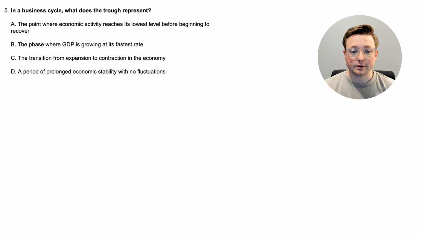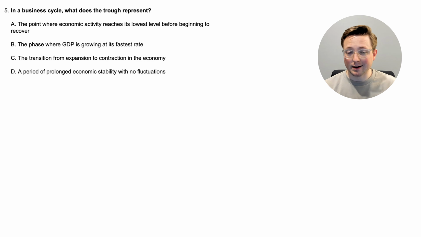All right, here we are at question 5. In a business cycle, what does the trough represent? So let's go ahead and dive into the options. Option A, the point where economic activity reaches its lowest level before beginning to recover. Option B, the phase where GDP is growing at its fastest rate. Option C, the transition from expansion to contraction in the economy. And option D, a period of prolonged economic stability with no fluctuations.